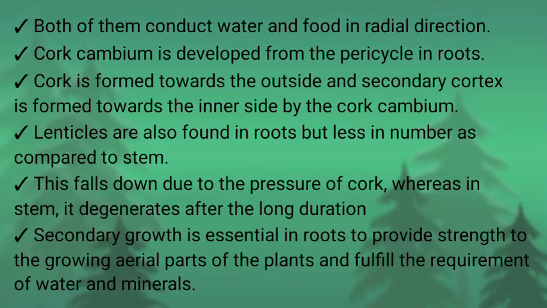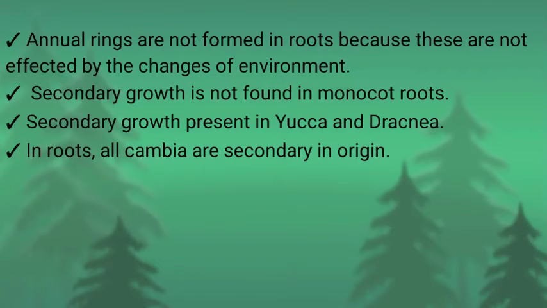Cork cambium in dicotyledonous plant root is formed by the activity of pericycle. Due to the activity of cork cambium, it forms cork towards the outside and secondary cortex towards the inner side. Lenticels are also formed but less in number compared to stem. Annual rings are not formed in roots because these are not affected by the changes of environment.